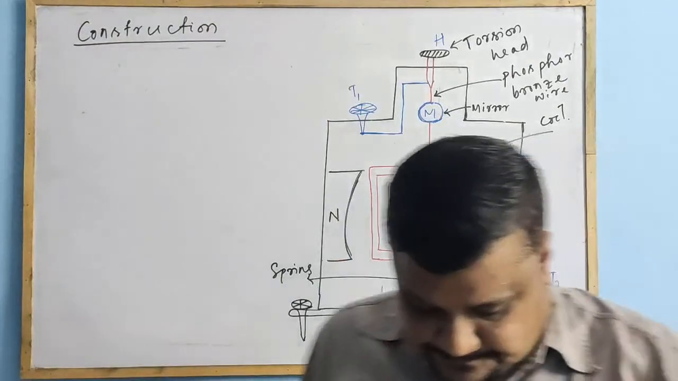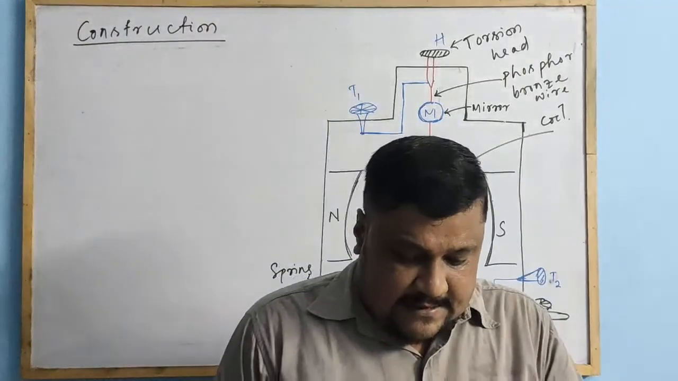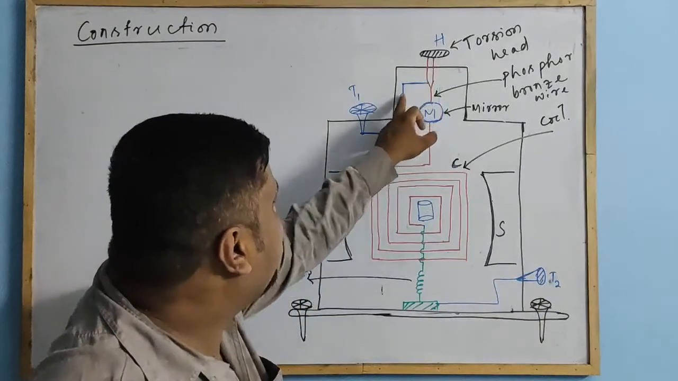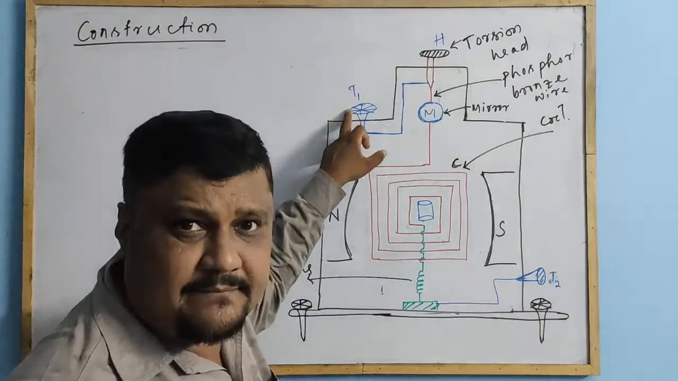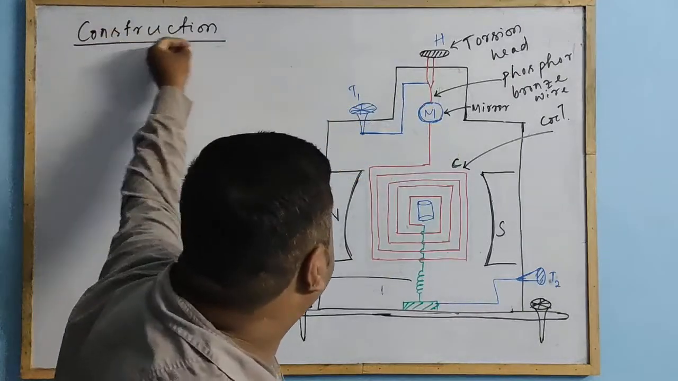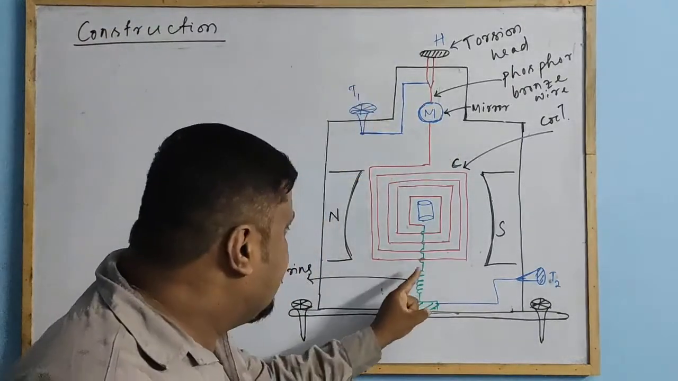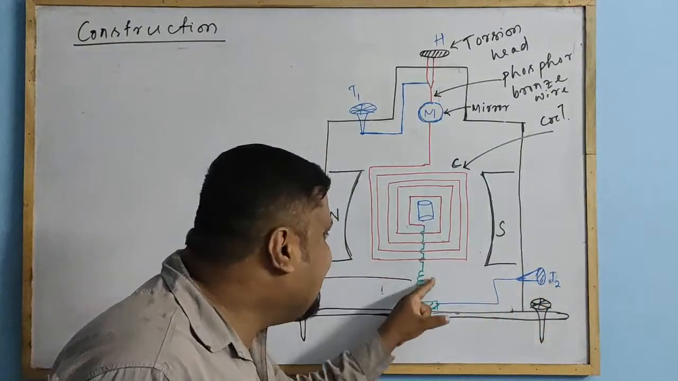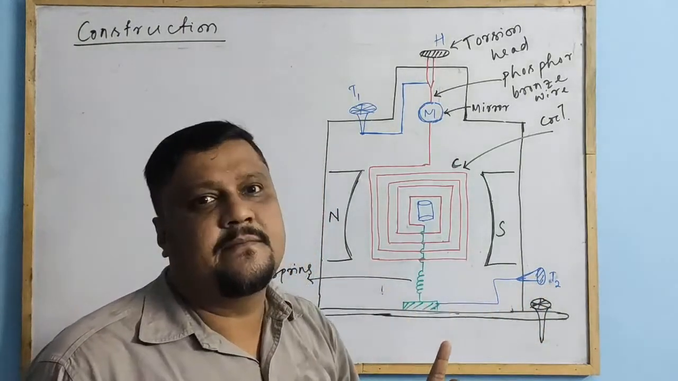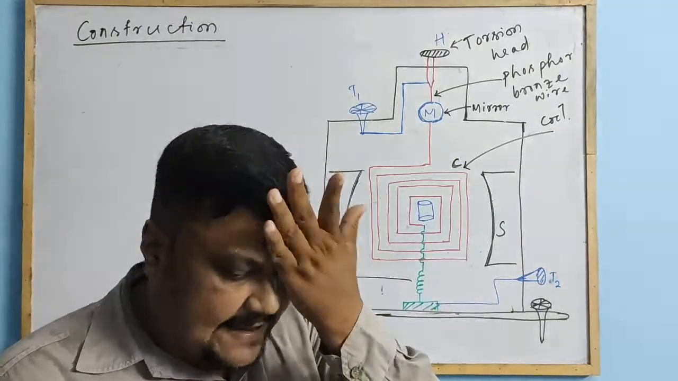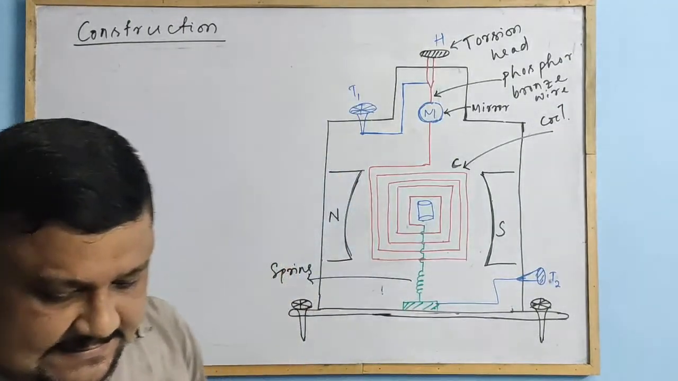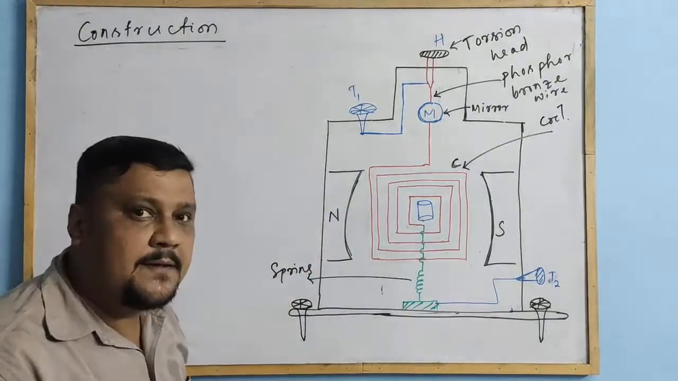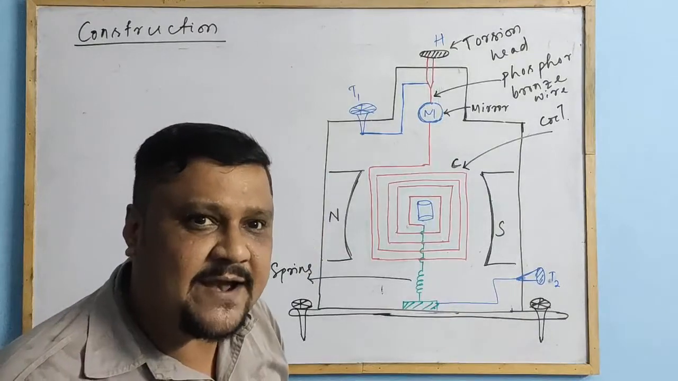Then to the other end. This end is connected to a terminal T1 through which the external current can pass, and the other end is connected to the terminal T2 through a spring. Clear? Then let's see what is the use of the spring at the other end.